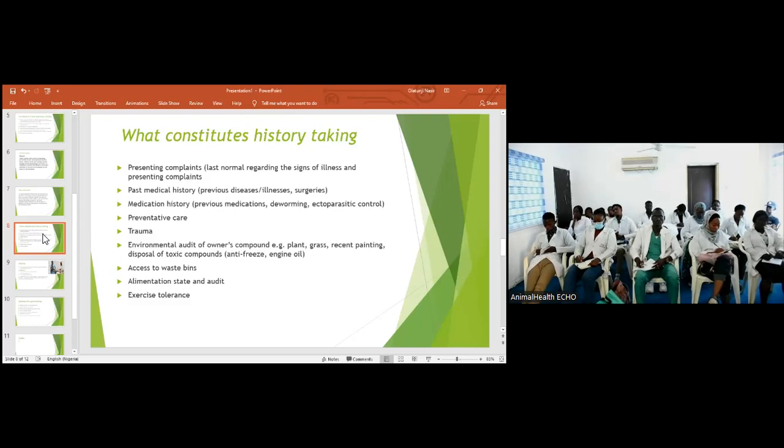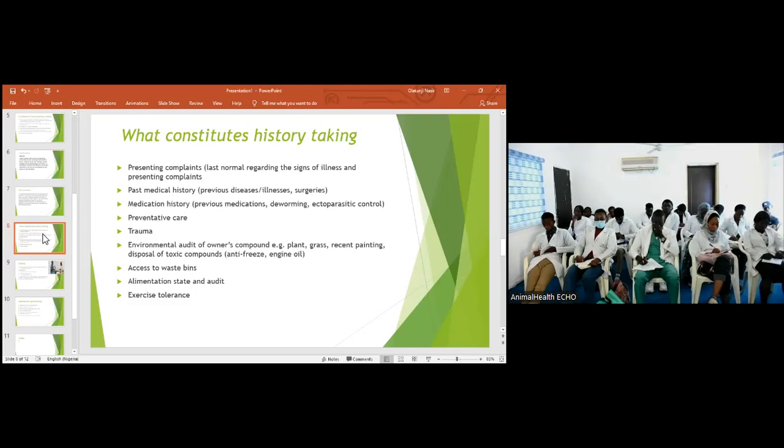Then, has he had any surgeries before? Has he been spayed before? What other surgeries has he gone through? Has he been castrated or whatever? You must know what past medical history your patient has. Then, very, very important, medication history.